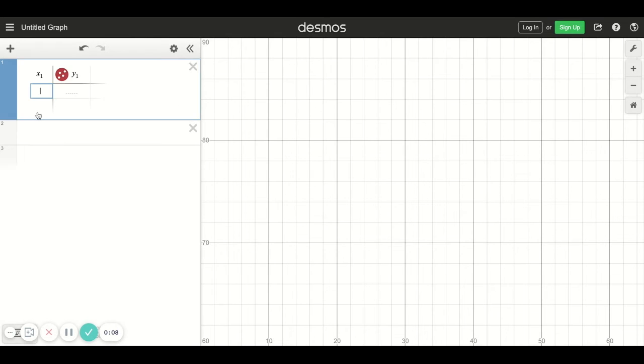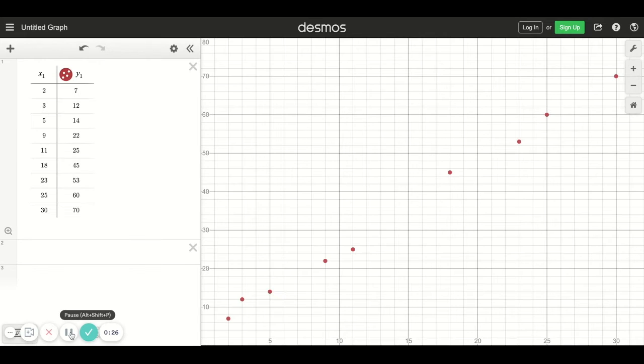So we're going to create a table, clicking the plus button, putting it down. We're going to enter our information. Okay, so you're going to pause the video, enter all the information from the table, and set your window so you can kind of see what it looks like. So go ahead and pause the video. Okay, so here you go.